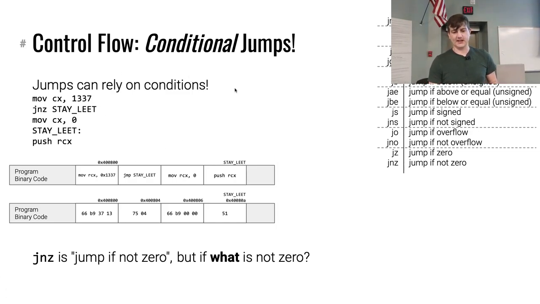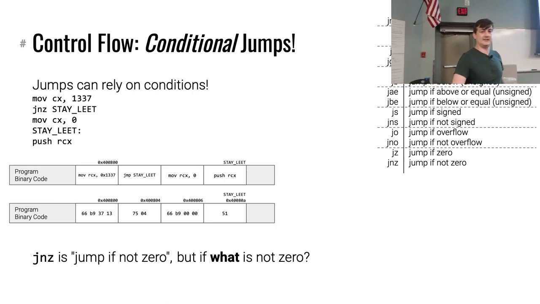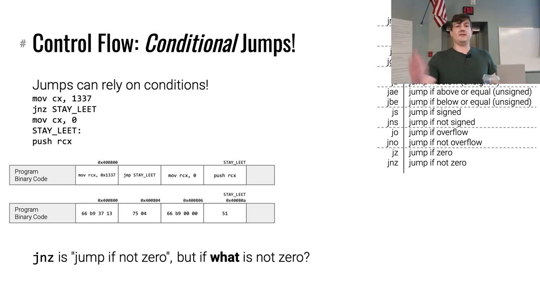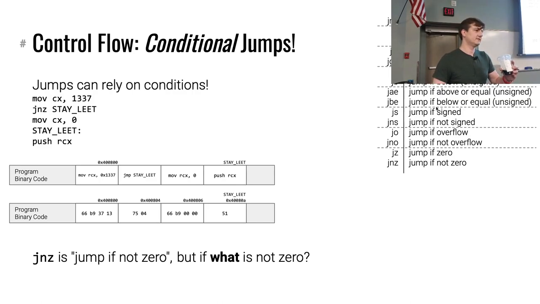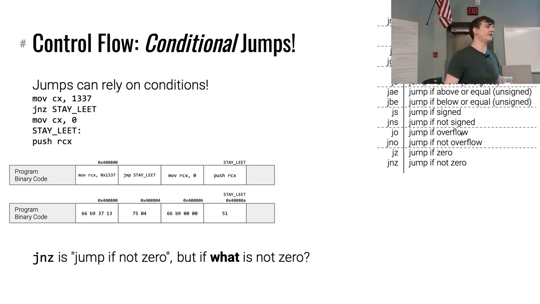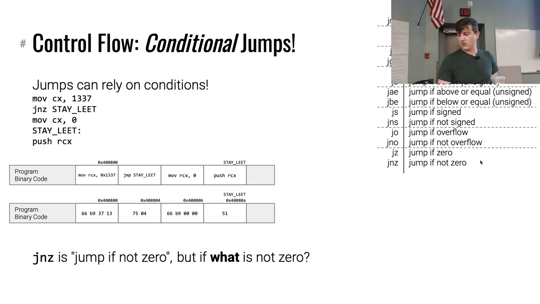So we can have jumps that rely on conditions. Now there's all these conditions. This definitely does confuse me, but there's jump if equal, jump if not equal, jump if greater than, jump if less, jump if greater than or equal to, less than or equal to. If above or below, or above or equal, below or equal, signed, not signed. How would you tell if something is signed or not signed? If there's a leading one. Yeah, if the highest bit is one. If there was an overflow or not an overflow on an arithmetic computation, if zero or if not zero.